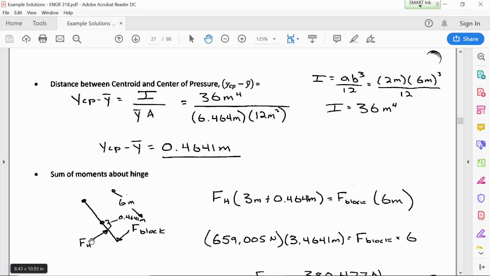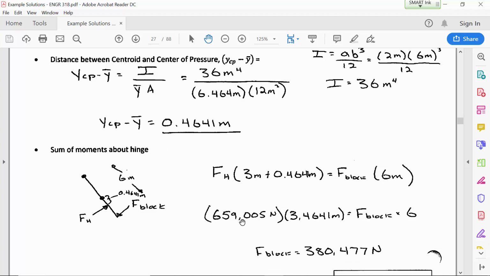And that's useful because we can easily, just by inspection, see that it's 3 meters from the hinge to the centroid, and then an additional distance, that gap distance, down to the point of application. And then the block that's resisting the rotation, we know the moment distance there is 6 meters. So you should get the 380 kilonewtons as the force that the block is applying to hold that gate closed so that it doesn't open up and start spilling water.